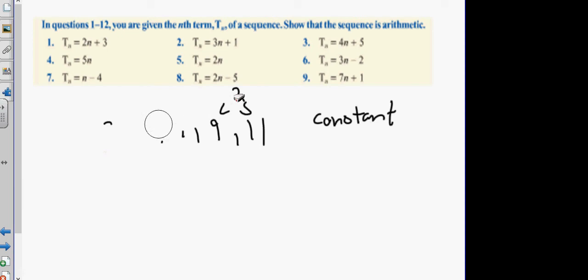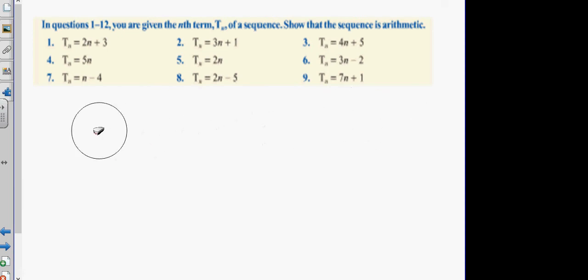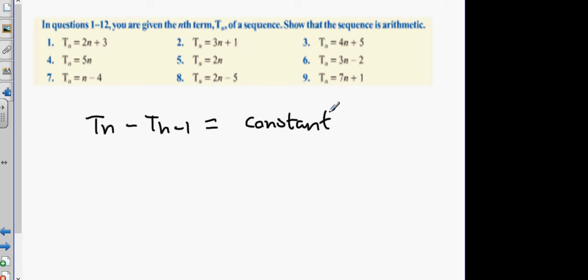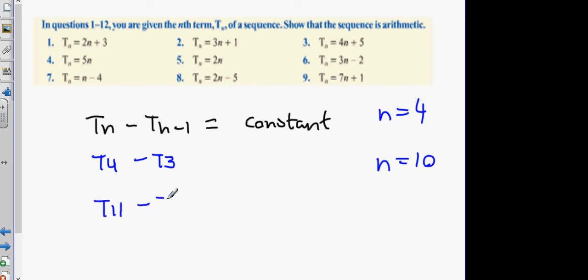Now, to do these questions, there's a very specific technique that they want you to use. The technique is, they want you to say that Tn minus Tn minus 1 equals a constant. What this formula actually means is that if I replace n with 4, for instance, this would be T4 minus T3. And if n is 10, it would be T11 minus T10. We want to prove that this is the same value no matter what value of n I put in.